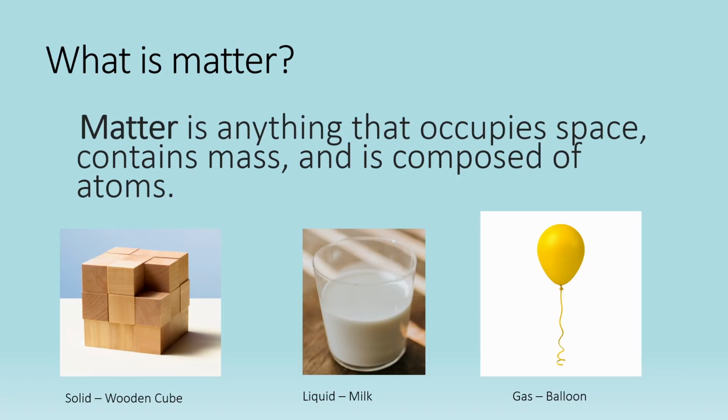So what is matter? Matter is anything that occupies space, contains mass, and is composed of atoms. It's basically everything that is around us. Examples, as you see, are the wooden cube, which is a solid, milk, which is a type of liquid, and a balloon, which is filled with gas.